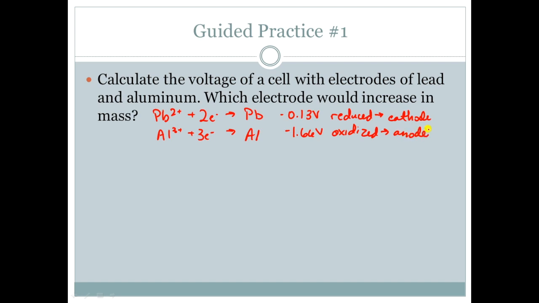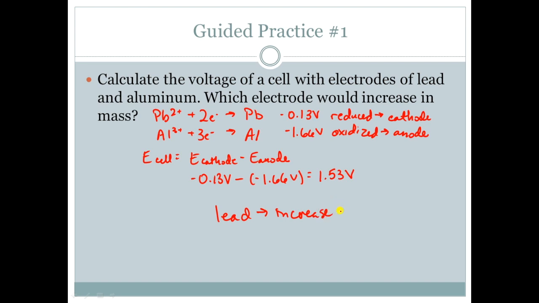Now to calculate the voltage for the cell, remember that E cell equals E cathode minus E anode. So in this case, that will be negative 0.13 volts minus a negative 1.66 volts for a voltage for our cell of 1.53 volts. And now we've got to decide which electrode is going to increase in mass. And so remember, you'll get an increase in mass if you're taking ions and making metal, which is our reduction. So lead, because that's going to stay reduced, lead is going to see an increase in mass because it is our cathode.